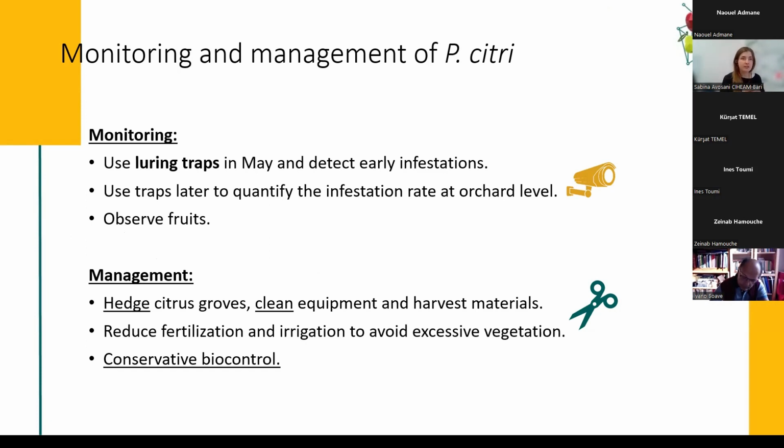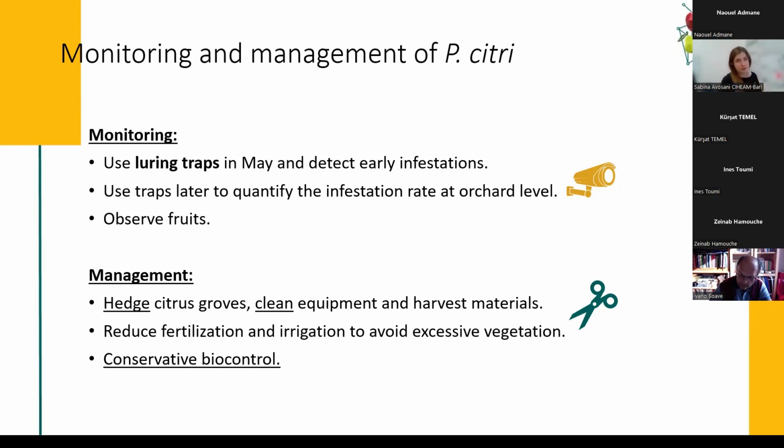You can even use the traps later on, so after May, but it gives you more information about the abundance of the insect inside your orchard. It is also important to observe the fruits to detect the females and the presence of sooty molds in case. You can also place sticky bands around the branches to see if there are crawlers.